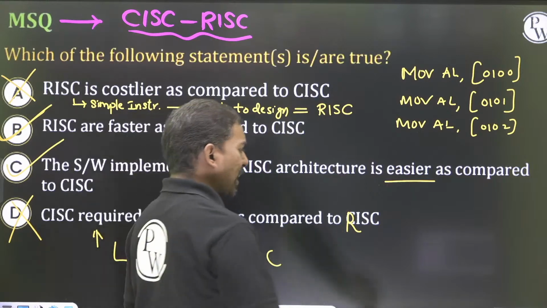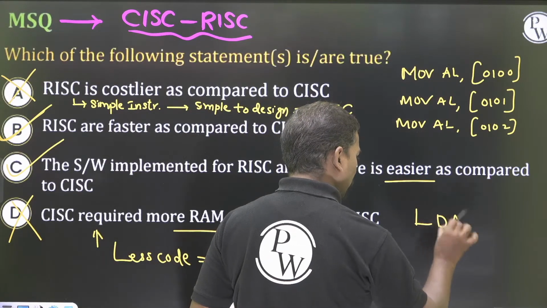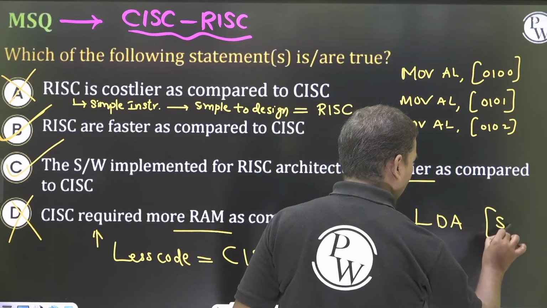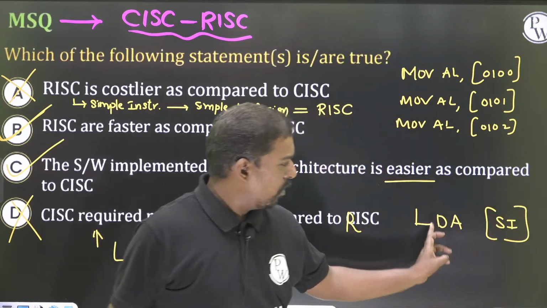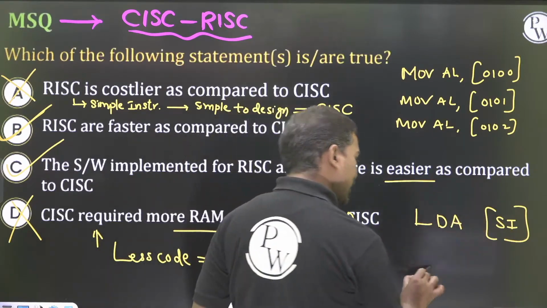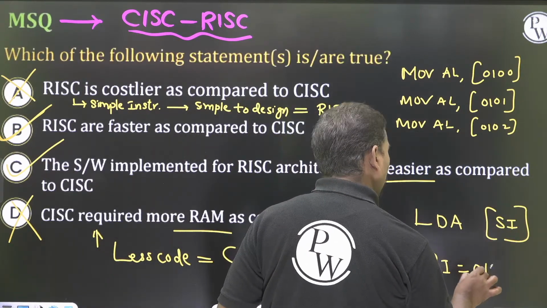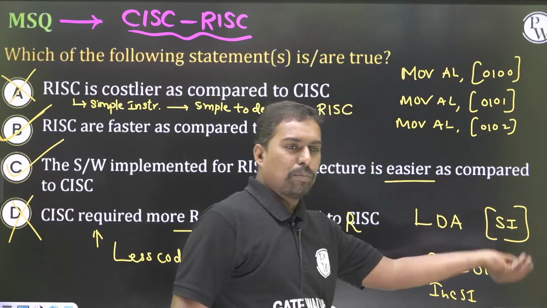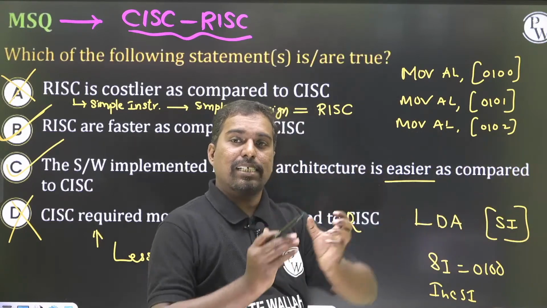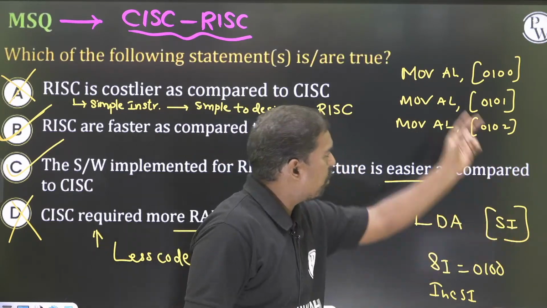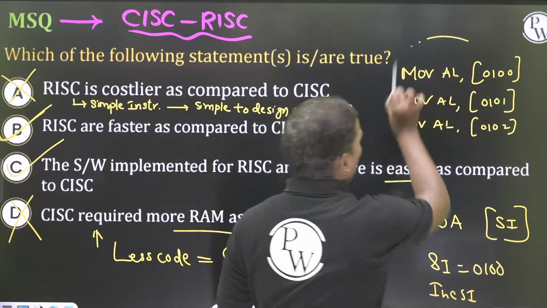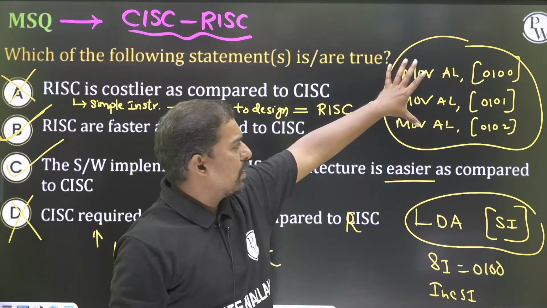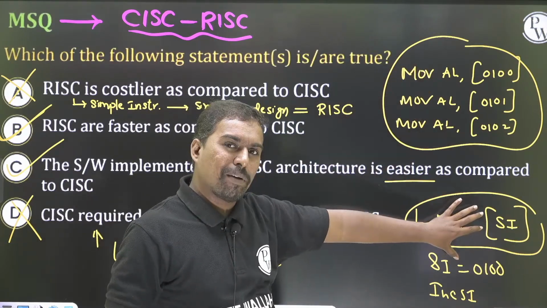But I can write it like this: load accumulator with SI address. This SI I can set to 0100, and I can go on pointing, with SI automatically incrementing. Every time SI will be incremented. SI is another register. See, is complexity more here or here? Please tell me.